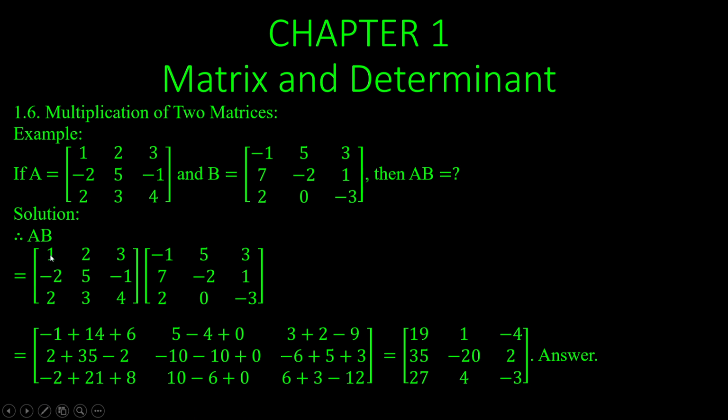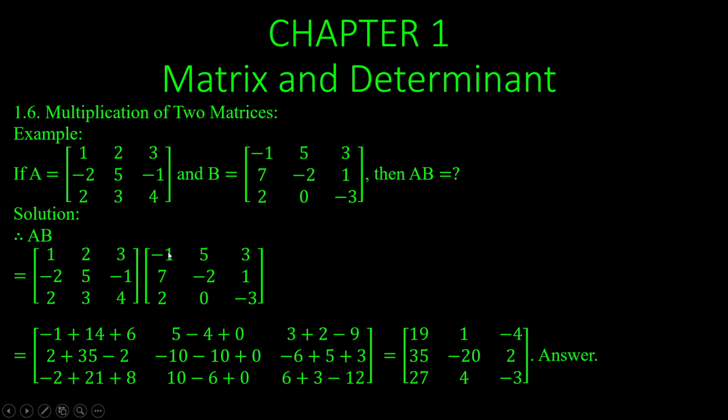Now, what should we do? Here, first of all, we have to multiply 1 and minus 1. Then we'll have minus 1. 2 and 7, that means 14. 3 and 2, 6. Minus 2, minus 1, that means plus 2. 5 into 7, that means 35, plus 35. Minus 1, 2, that means minus 2.